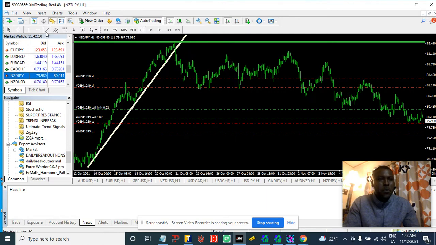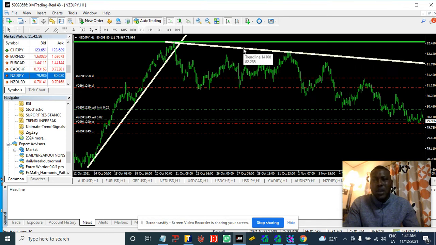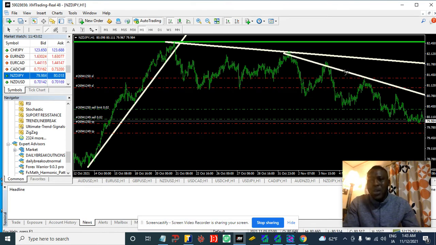Then we started going down. The NJ started going down all the way from here, okay? You understand me? Going down all the way from here. Maybe that's what we got for now.